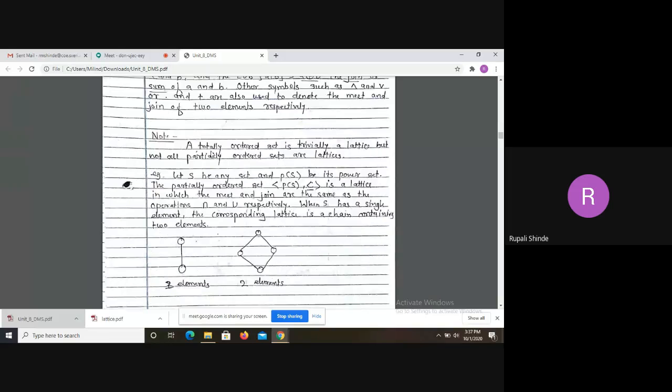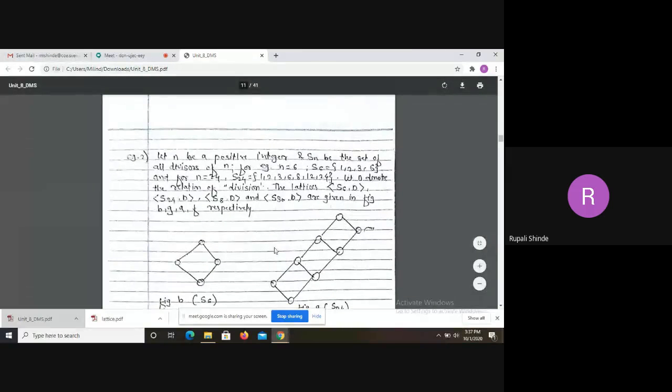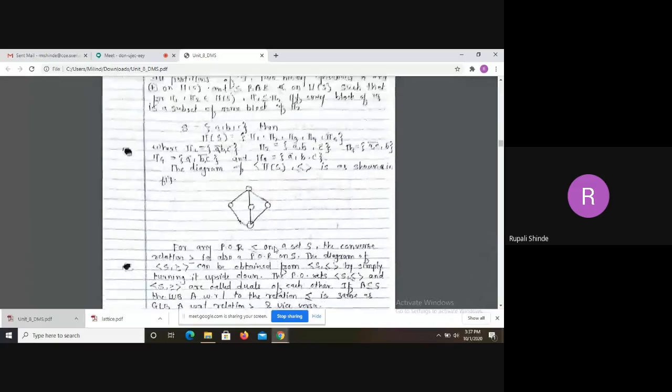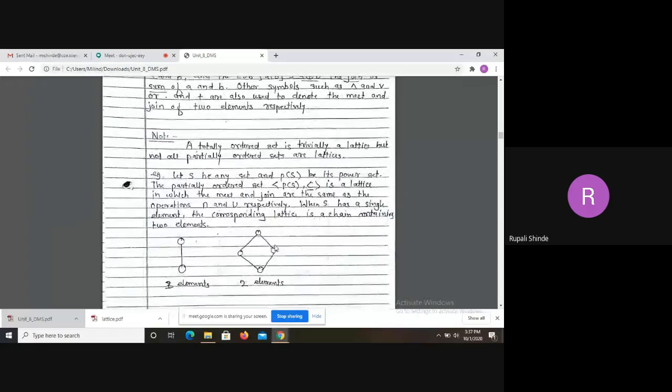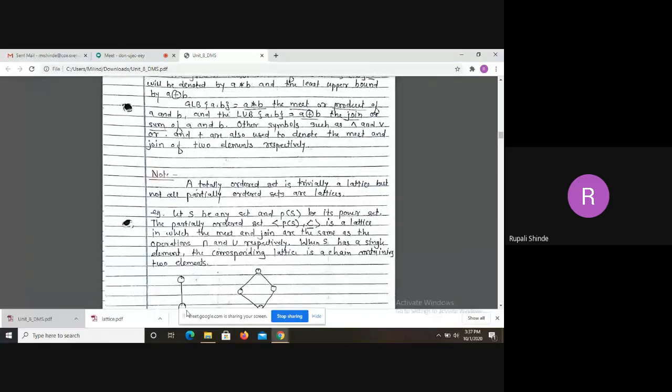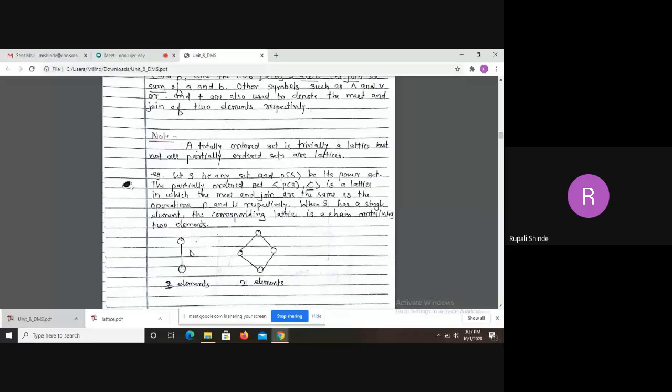Okay. We will take one example. From that you will get an idea about what is greatest lower bound and least upper bound. If you consider this first diagram, it contains two elements, this is the first element, this is the second element, and these two elements are connected by a line. Now we have to check whether this one is a lattice or not. What we have seen in the definition: if it has a greatest lower bound and a least upper bound, then that is a lattice.